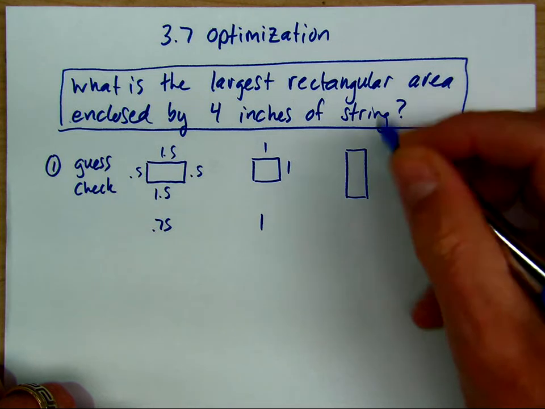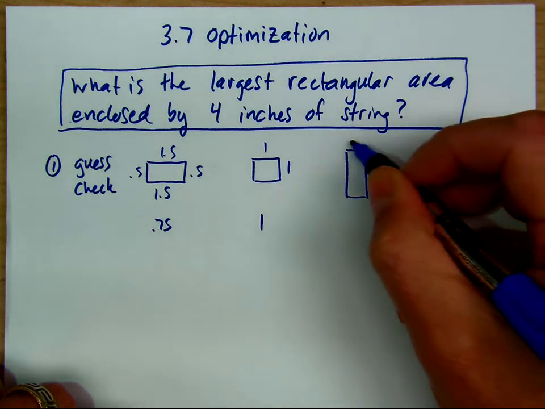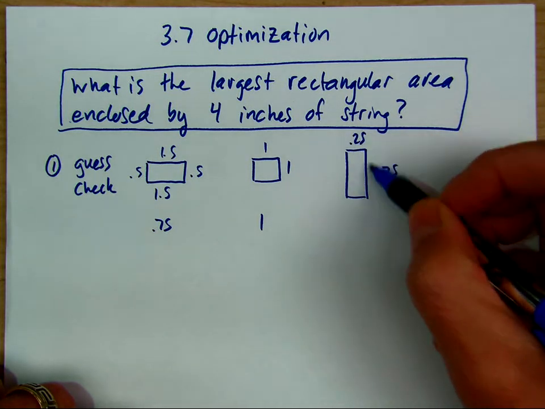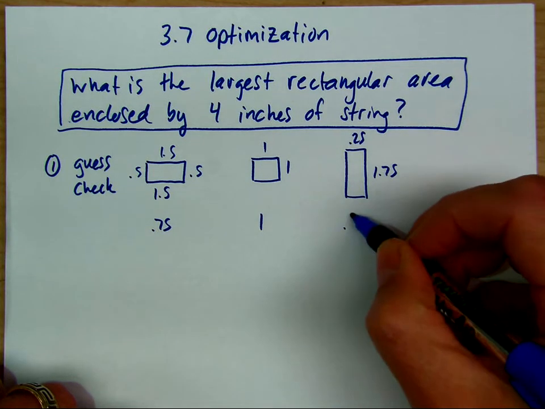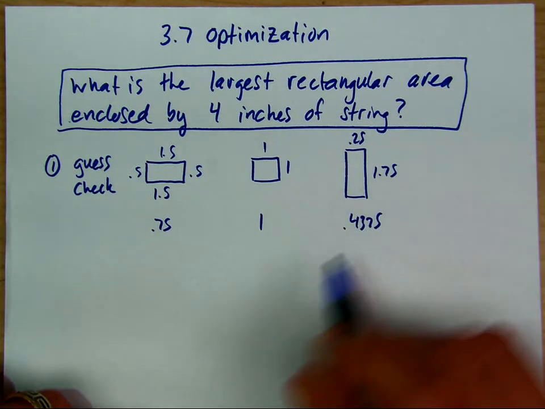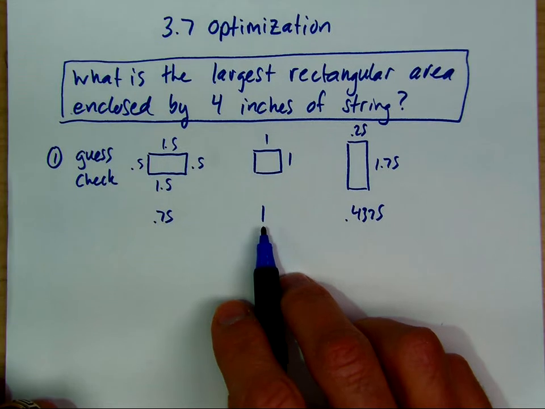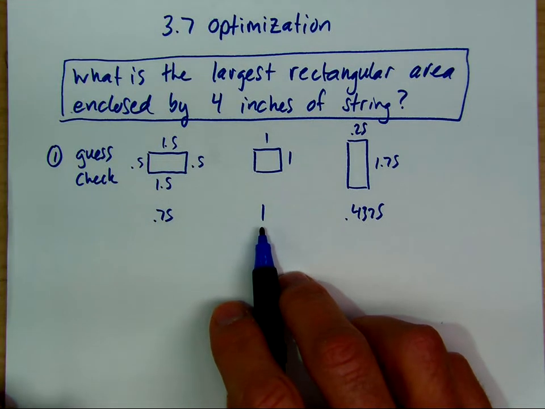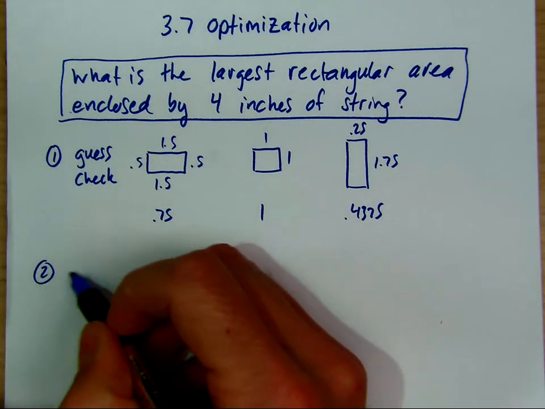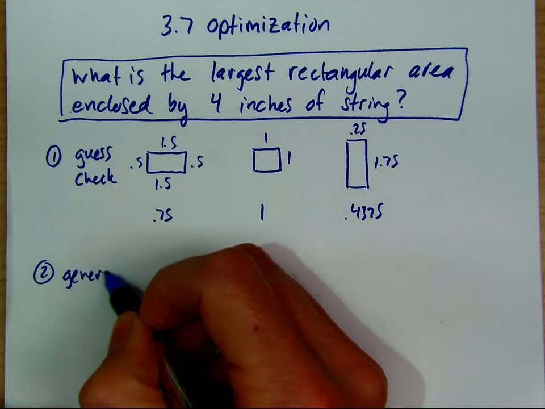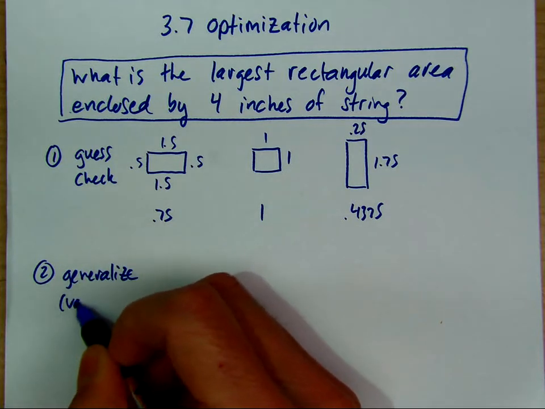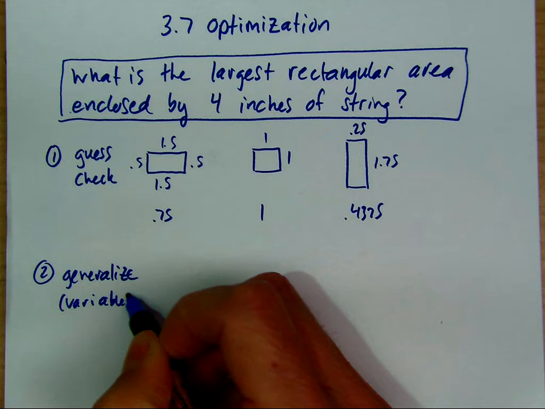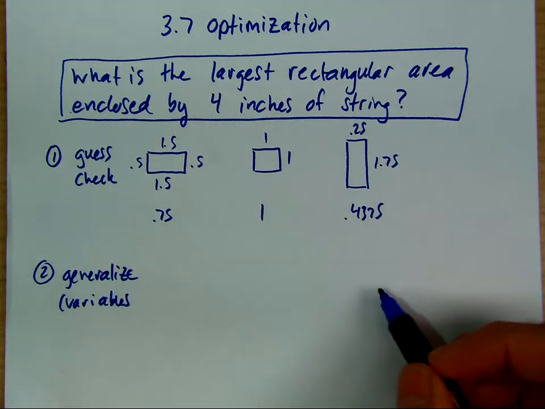And what if we go to 1.75 and 0.25? So the perimeter is still 4, and the area, when we multiply that, is 0.375. So right now, that is the maximum area. Now let's generalize. Generalize just means use variables to represent all the changing numbers.